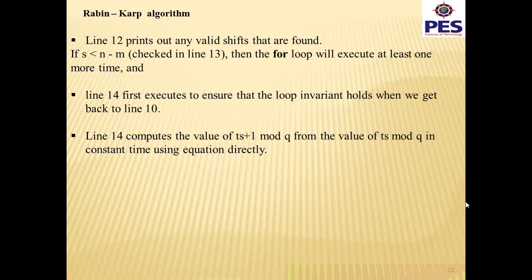Line 12 prints out the valid shifts that are found, and if s is less than n minus m, then the for loop will execute at least one more time. The invariant is ensured in line 14 when we go back to line 10. Line 14 computes the value of ts plus 1 mod q from the value of ts mod q in constant time using the equation directly.